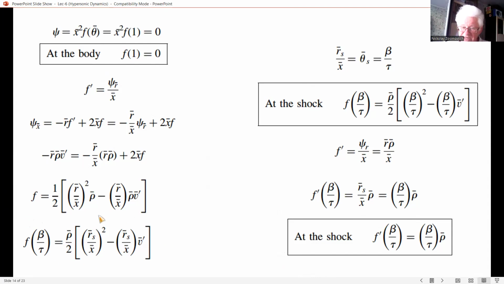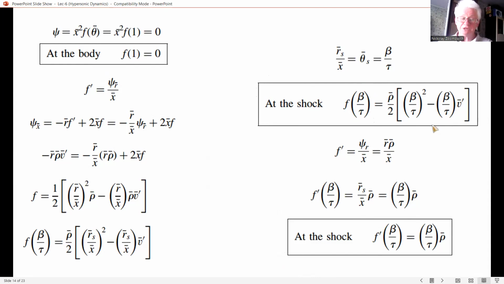It has a bit different, not radical, but a bit different from the previous one. Okay, however, we should note it as r s sub s over x for average. It's the same as theta over s in average, the same as beta over tau. And that allows us to write the shock conditions expression in this form. The function of beta over tau is proportional to the average rho over 2, times the expression in this bracket.